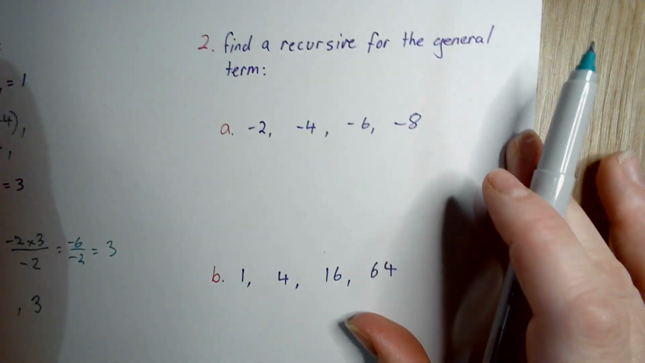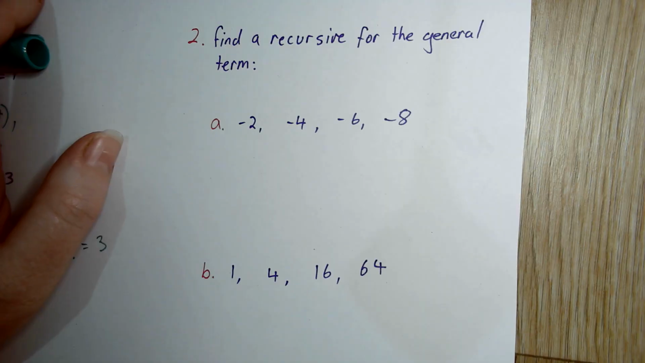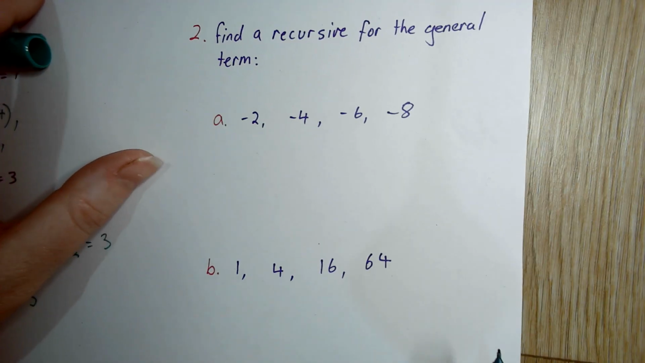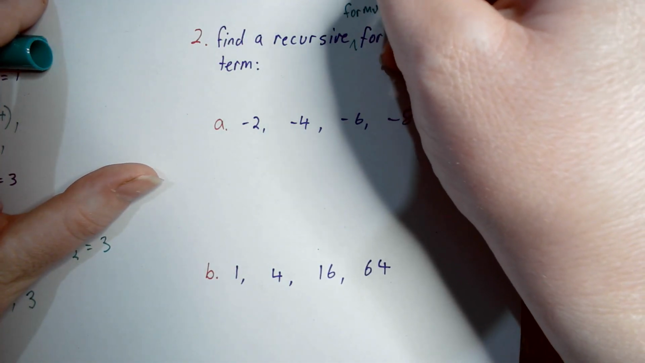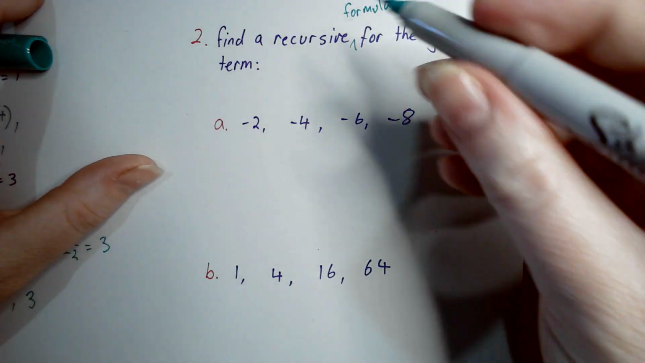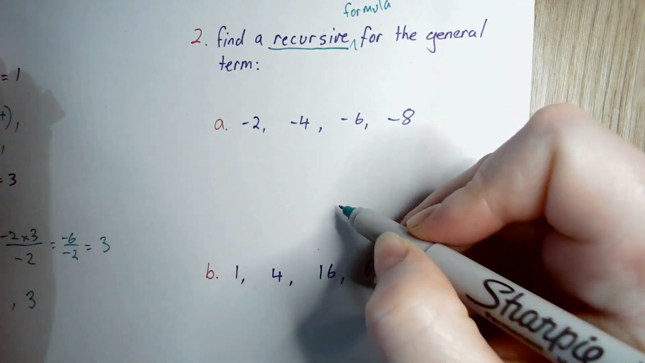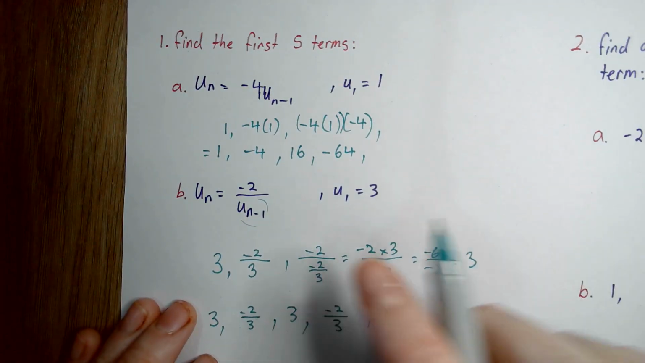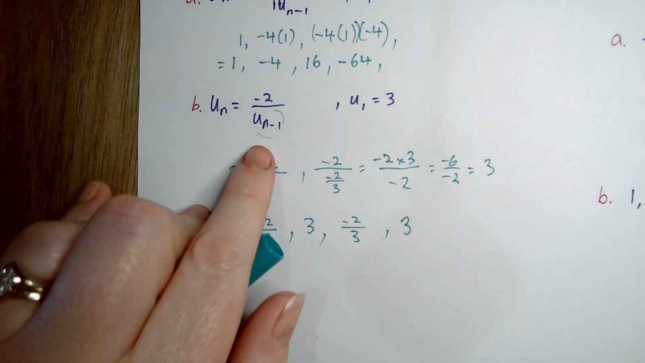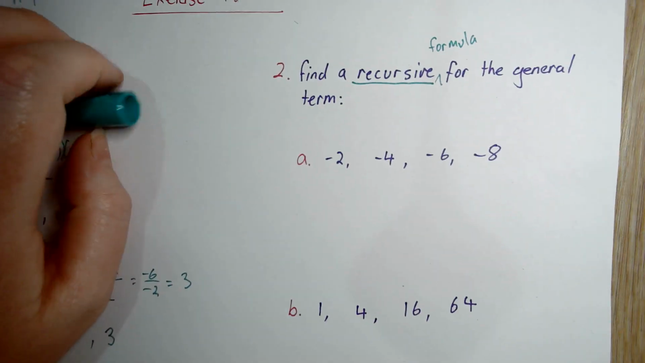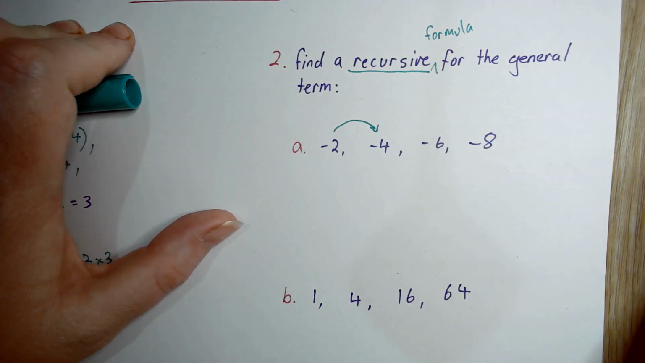For the second part, you need to find a recursive formula for the general term. I should have written formula in there, I do apologise. Now because it's asking for a recursive formula, it means that it wants it in terms of the one beforehand. So like we had over here, where it's giving you in terms of the term before. Otherwise, you would look at this and you could just do what you did from last exercise, which is look at it as an arithmetic sequence.